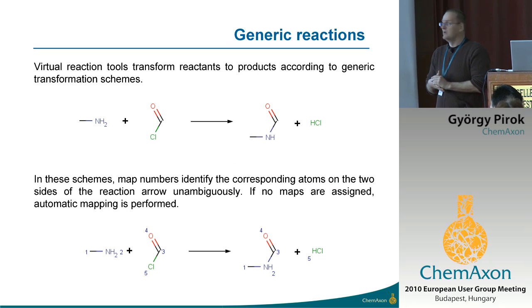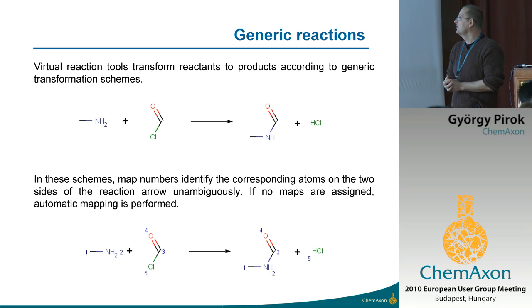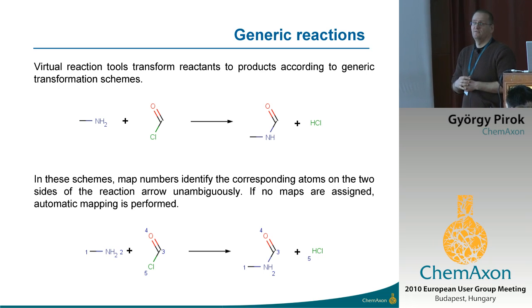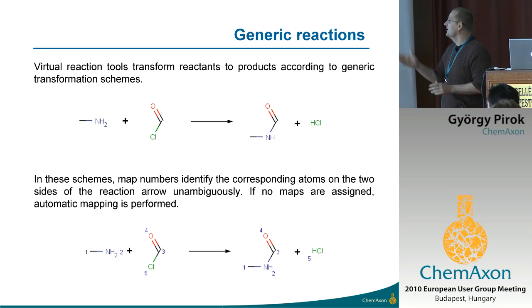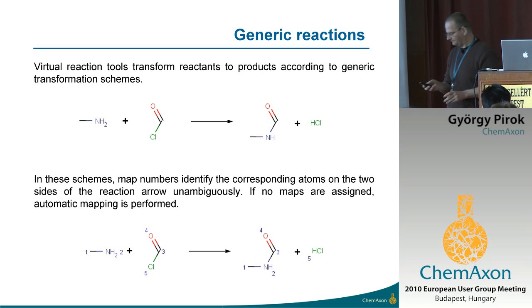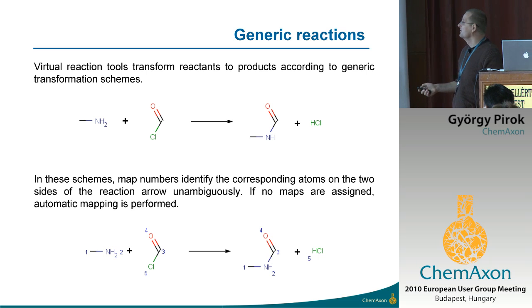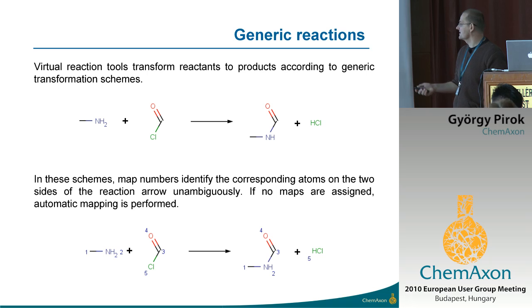Generic reactions provide a different approach to enumerate libraries. In this case, the enumeration follows a kind of synthetic, reaction-based way. Here you can see a generic reaction schema, very simple. An amine is acylated with an acid halide, and the hydrogen halide is eliminated. This is how I think a chemist can perceive this reaction schema.